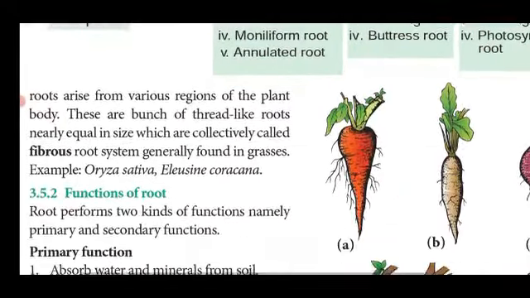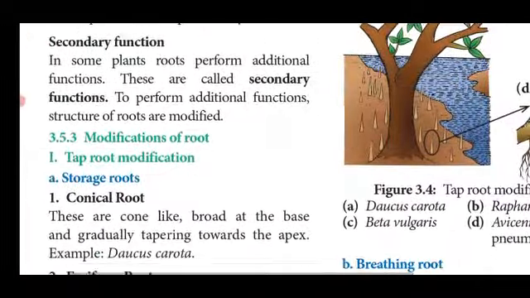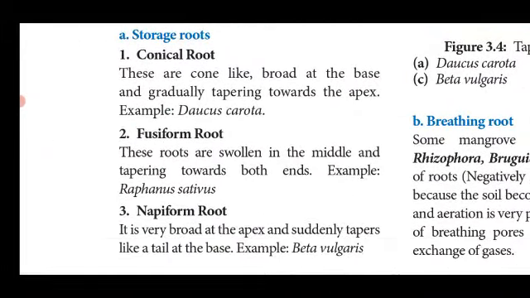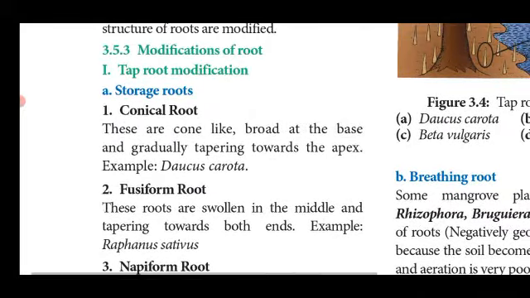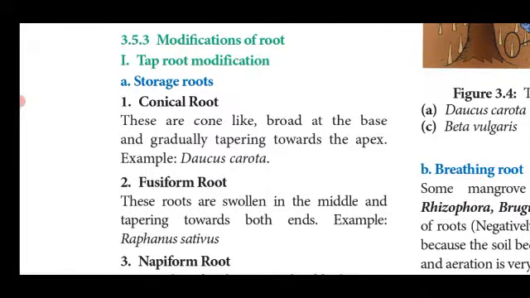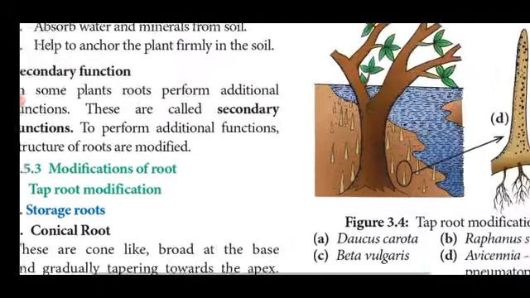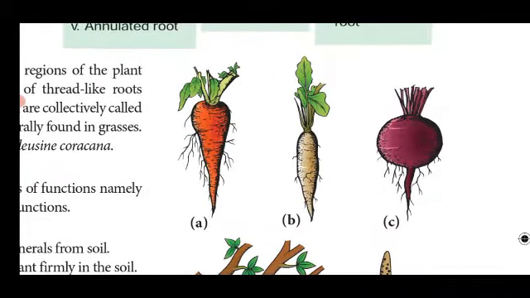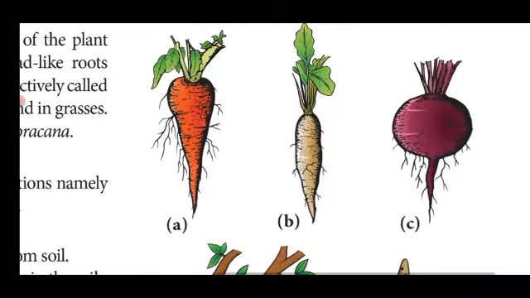Now we are going to learn about the different types of modifications in the root system. The taproot modification, storage root: conical root, fusiform root and napiform root. In conical root, the root is cone shaped. It is broad. An example for the conical root is a carrot.